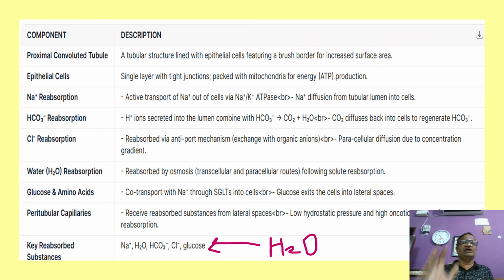What are the functions of the proximal convoluted tubule? It absorbs sodium, water. The water is big here. Bicarbonate, chloride, and glucose.